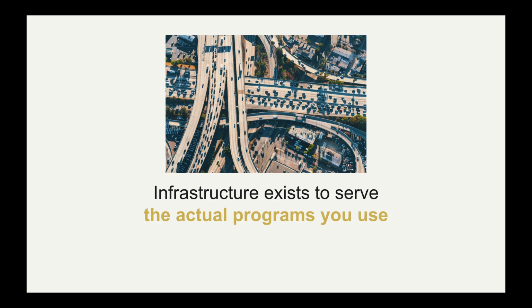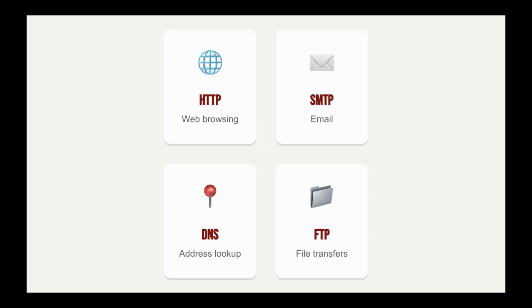All of this delivery infrastructure exists to serve the people who actually use the materials. The department making movies, TV shows, and content. This is the application layer, the actual programs you use every day. HTTP is the web browsing department, SMTP is email, FTP is file transfers. Each application speaks its own language, but they all rely on those 3 delivery layers below them.